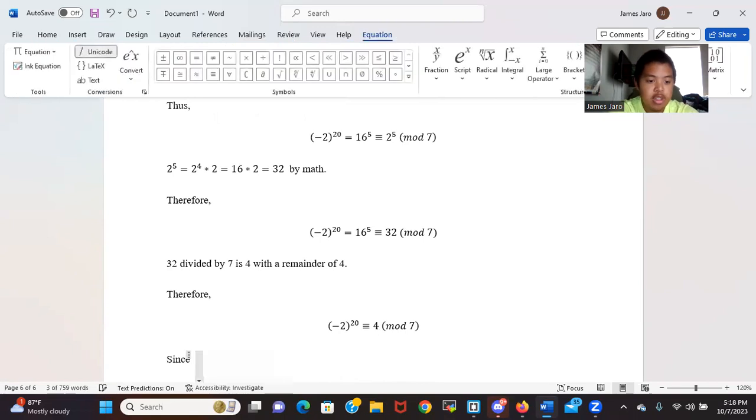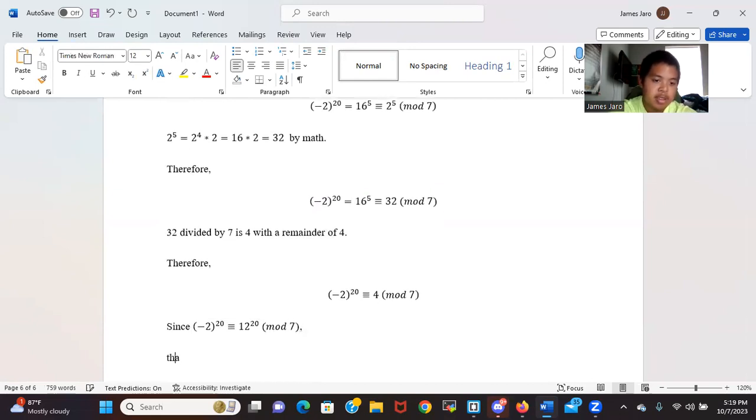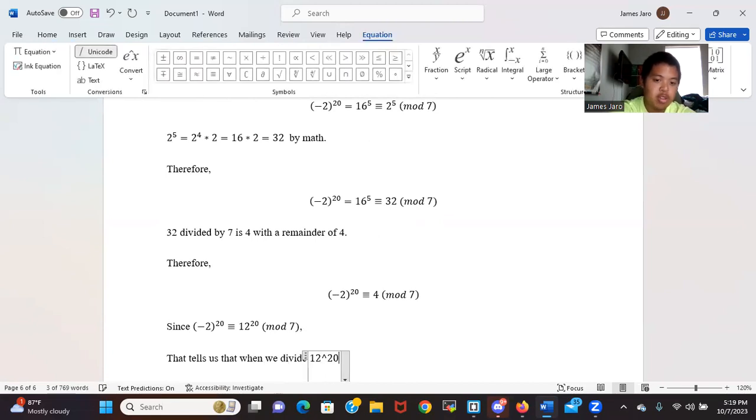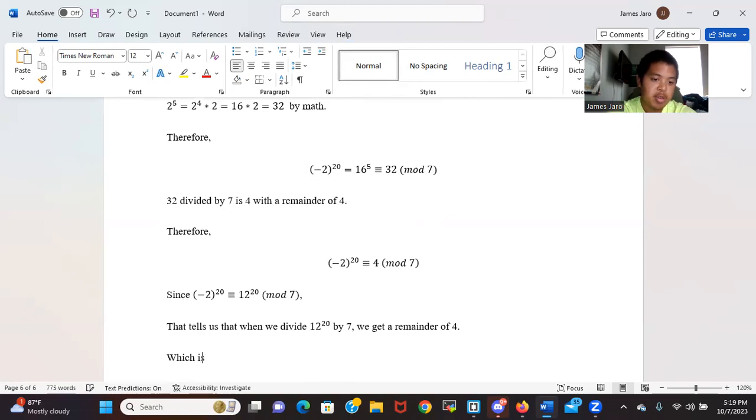And since negative 2 to the 20th is congruent to 12 to the 20th under mod 7, that tells us that when we divide 12 to the 20th by 7, we get a remainder of 4, which is the answer we're looking for.